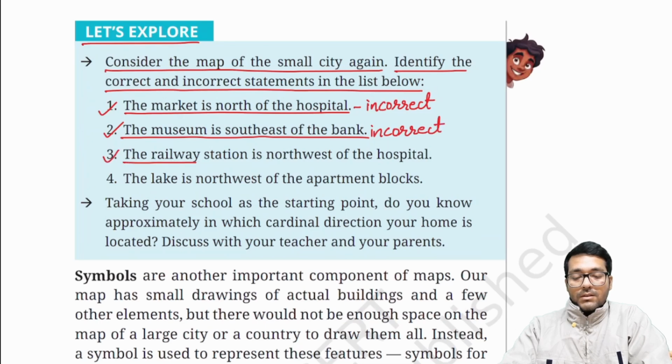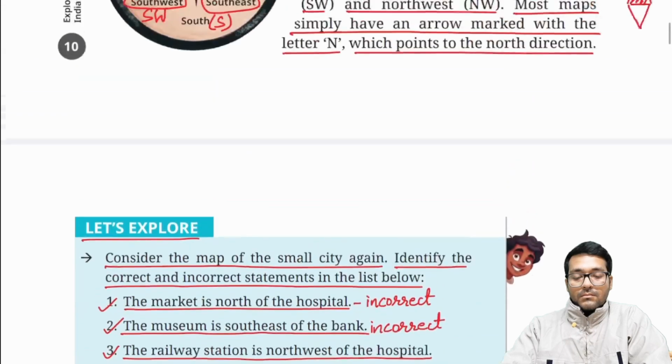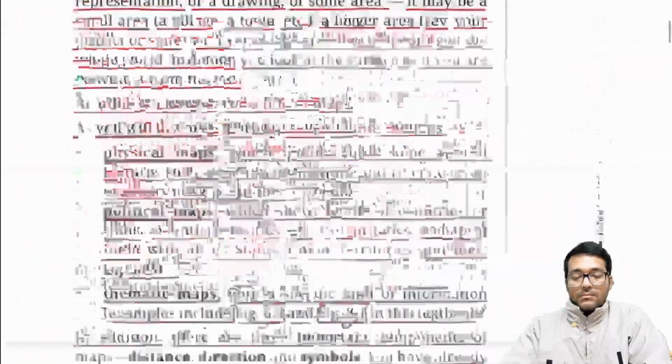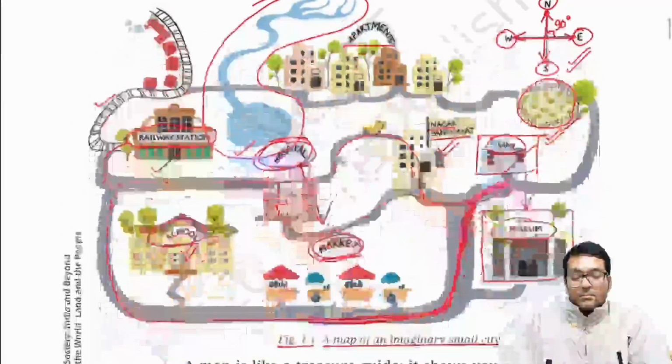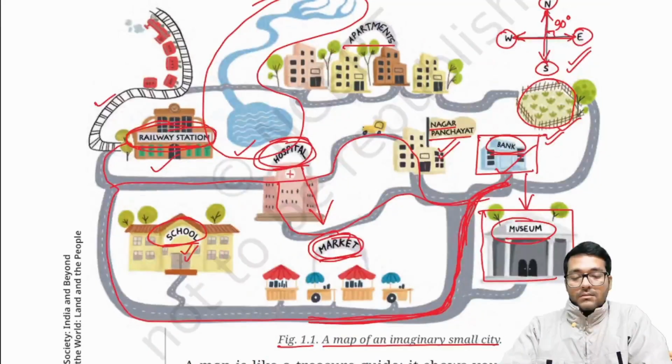3. The railway station is northwest of the hospital. The railway station is northwest, north here, west here. This is northwest of the hospital. This statement is correct.